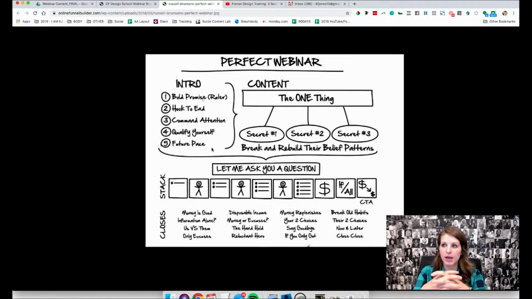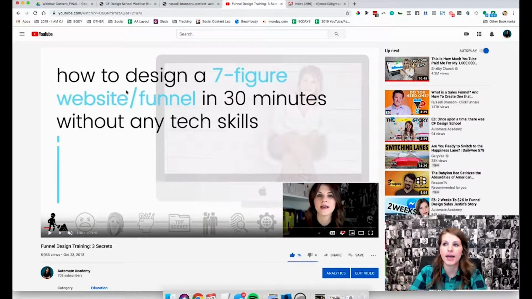You start with the intro. You're going to make a bold promise, okay? And my bold promise is how to design a 7-figure website or funnel in 30 minutes without any tech skills. That's pretty bold, but that's what you want to do to get people there. Now, the typical framework for how that headline should look is how to do something without something. So again, kind of your bold thing.